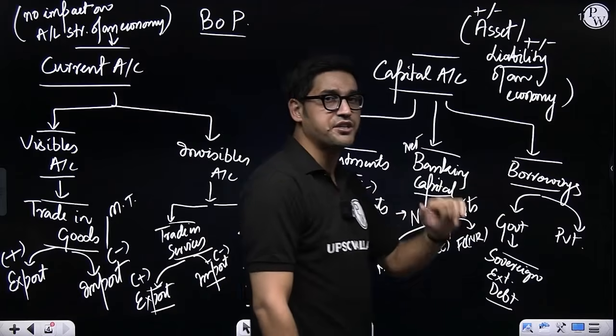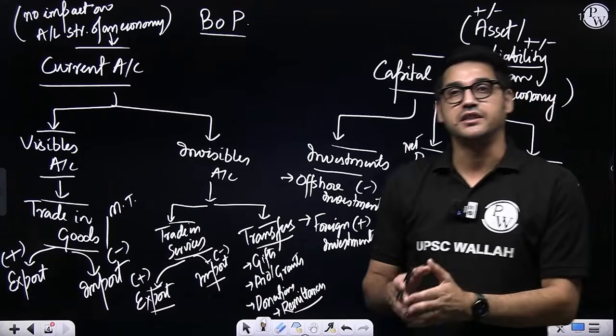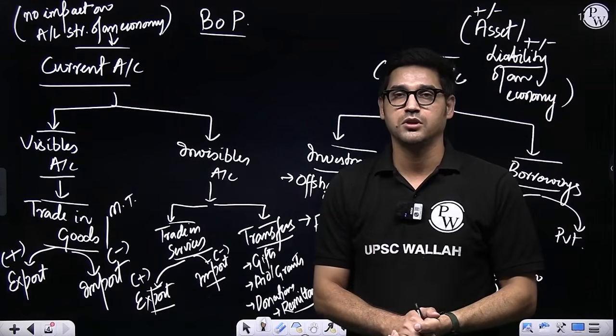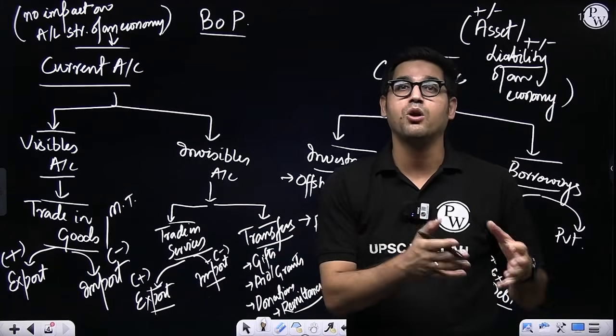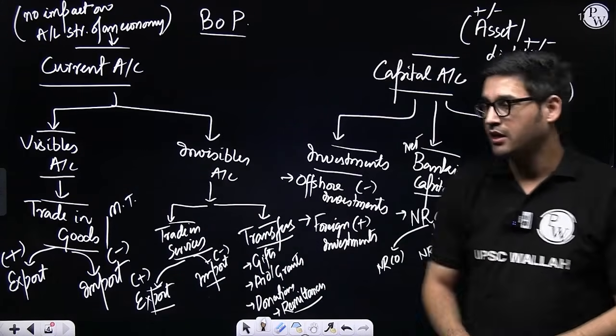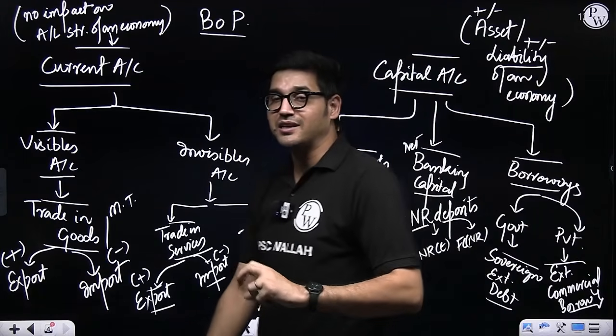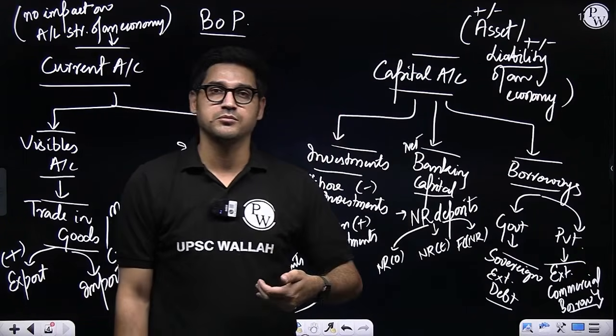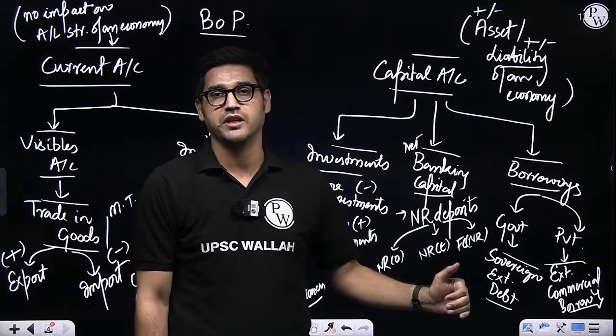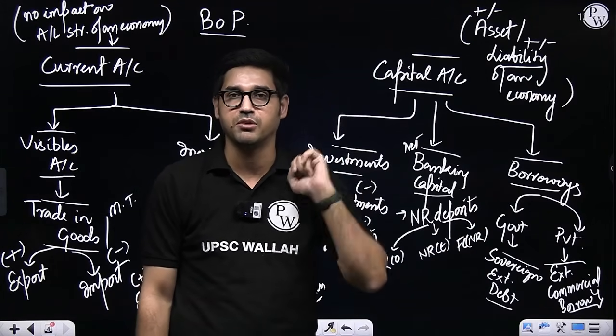Similarly, commercial entities, private entities, they can also borrow money from abroad, or non-residents can also borrow money from India. When private entities borrow money from abroad, this is what is called external commercial borrowings. This could be commercial borrowings done by foreign residents from India. This would also include commercial borrowings done by domestic residents from abroad.